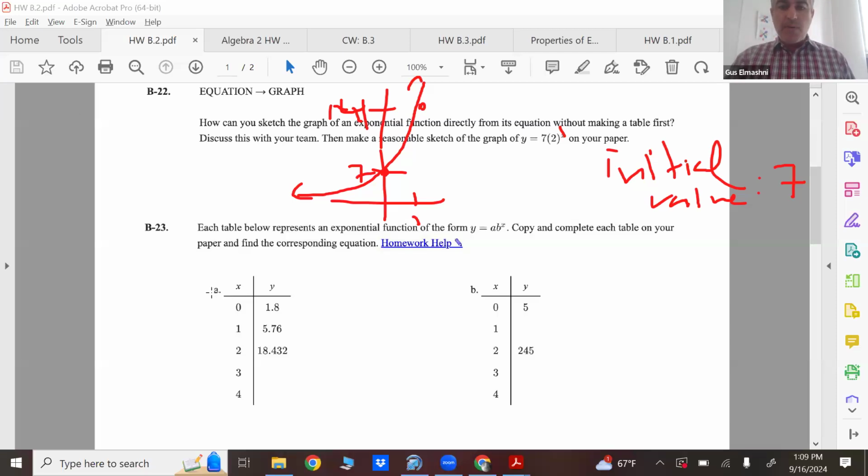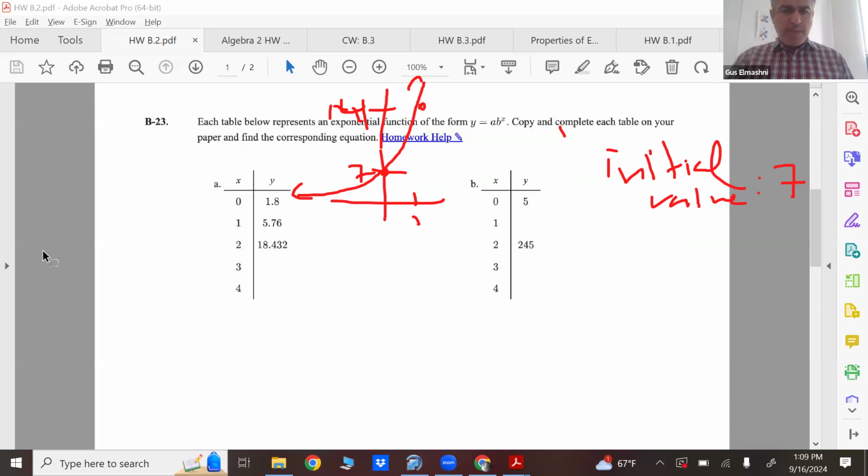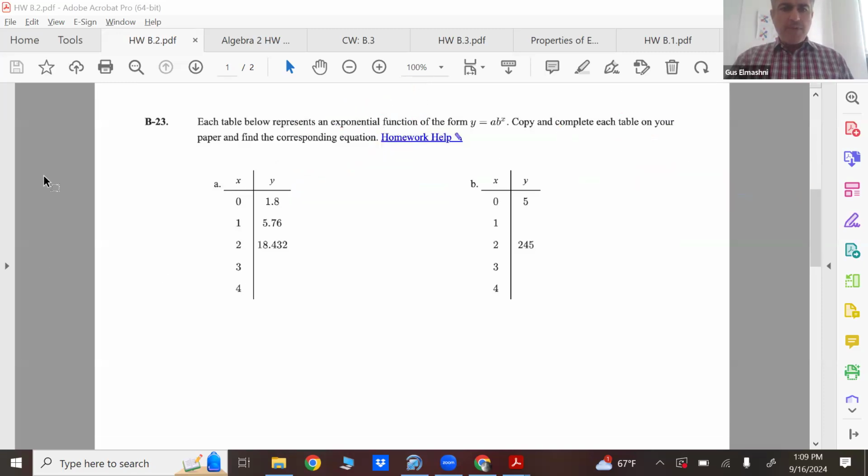For 23, if you want to finish a table, that's not hard. You have to find the ratio. What was the ratio between these two? Okay, so multiply by 3.2. If I get a calculator, not that hard, right? 18.432 times 3.2 is 58.9824. 188, whatever.